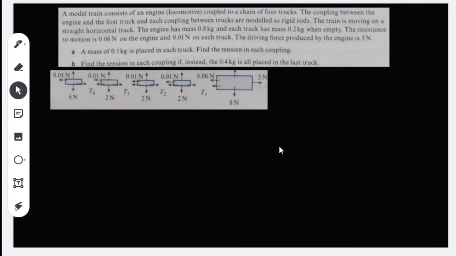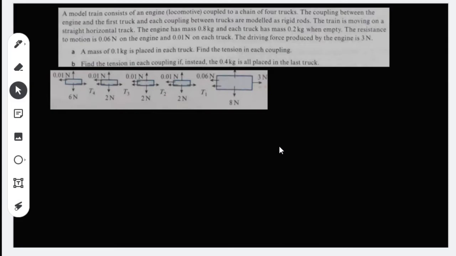Between the engine and the first truck, we have T sub 1, or tension 1. Next, we have the 2 Newton weight, because based on the problem, each truck has a mass of 0.2 kilogram when empty. The resistance is 0.1 Newton. Then we have tension 2 between the first truck and the second truck, and the second truck has the same weight, mass, and resistance as the first truck.